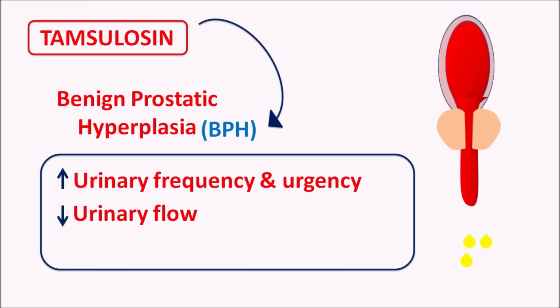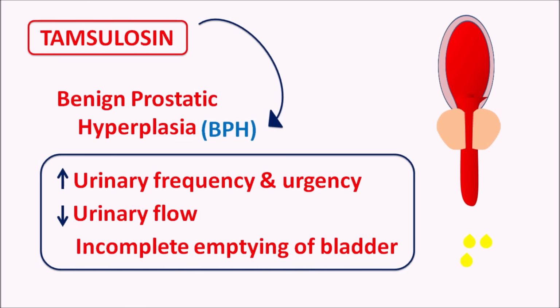These two conditions result in incomplete emptying of the bladder. Even though urinary frequency is increased, the bladder is not completely emptied, resulting in discomfort in the patients. Urinary frequency and urgency are increased, but urinary output is somewhat reduced. In those patients, tamsulosin can be used, which increases the urinary flow by relaxing the prostate tissue as well as the bladder neck muscles.